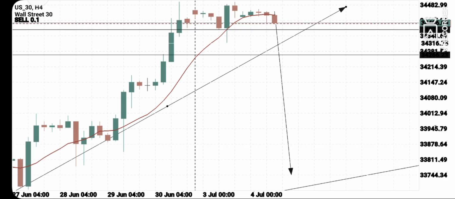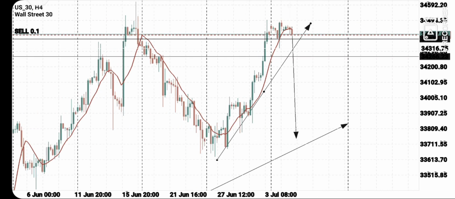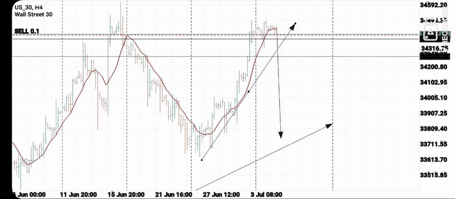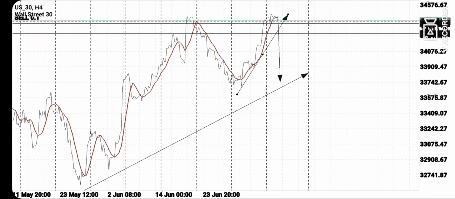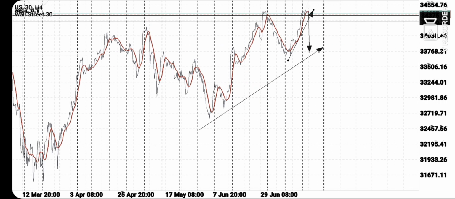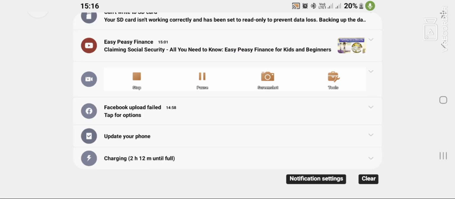So yeah, guys, as you can see, what's important is to understand the basics of MetaTrader, which is to be able to view your charts the way you want. Maybe use the bar chart, maybe use the line chart. If I use the line chart, that's what I'm predicting. I'm predicting the market to go down. Let me switch off like that.